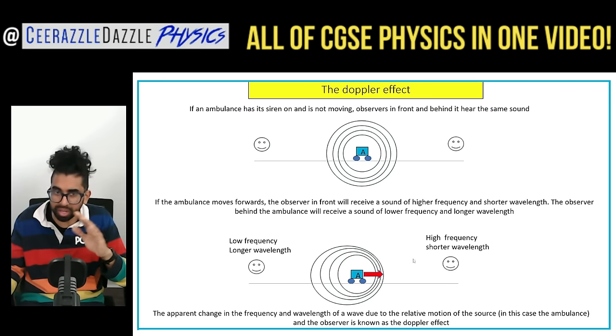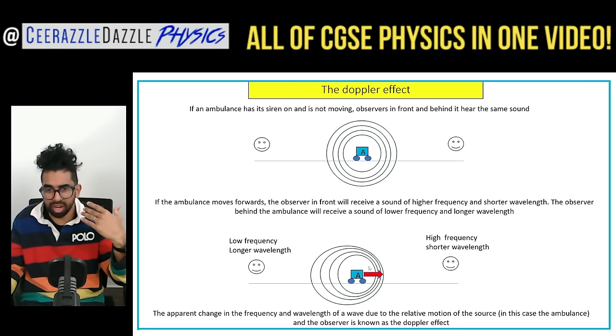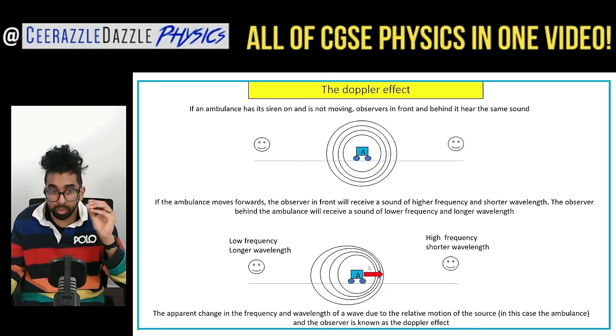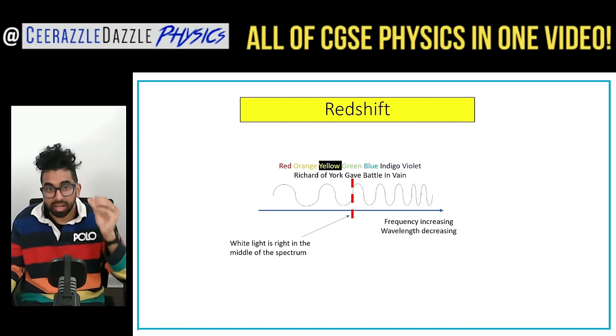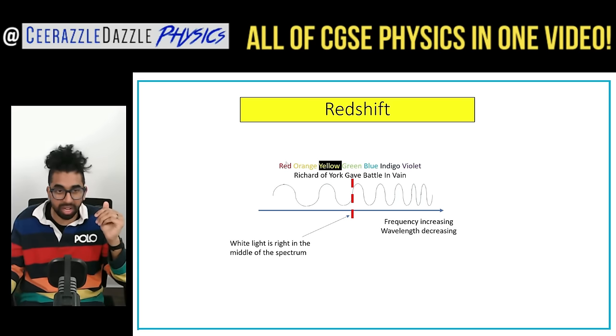So it depends on where you are. If it's moving towards you, high frequency. If moving away from you, it's going to be a low frequency. Now, we are going to use our understanding of the Doppler effect when we're talking about light. So first of all, this is the visible light spectrum. Red, orange, yellow, green, blue, indigo, and violet. Richard of York gave battle in vain. We're going to call the left-hand side the red side, and the right-hand side is going to be called the blue side for now.